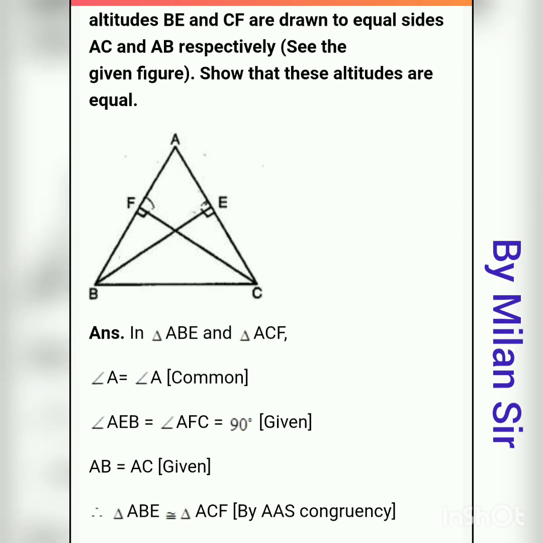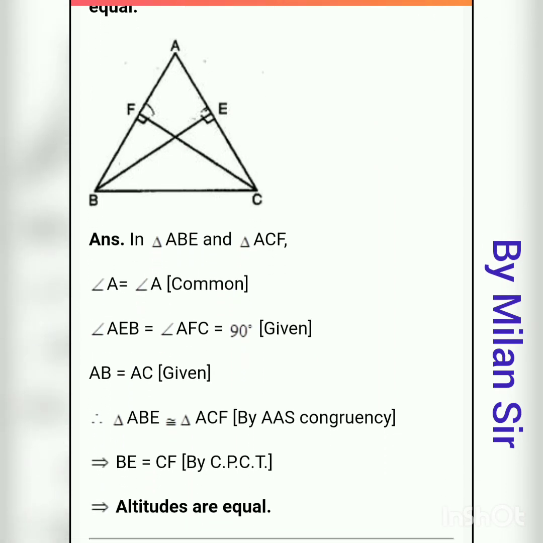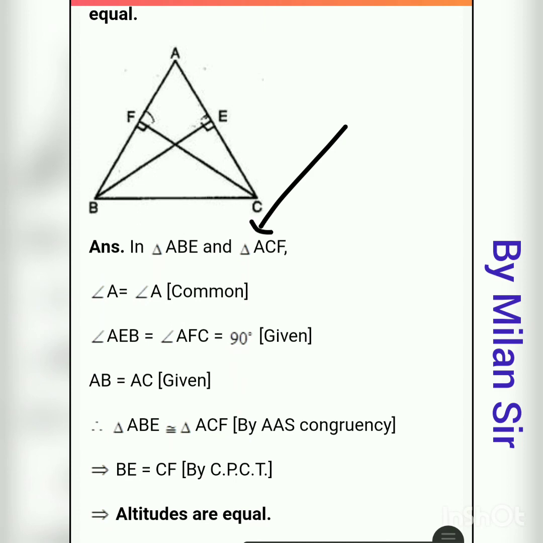Okay, so that is written here. In triangles ABE and ACF, angle A is a common angle. Then angle AEB and angle AFC, these angles are both 90 degrees, so both are the same. And AB is equal to AC, which is given. So by using these three things, triangle ABE is congruent to ACF by AAS, that means the angle-side criteria.